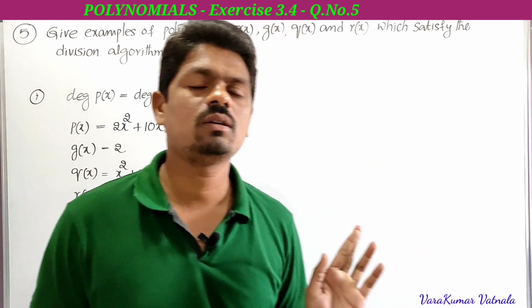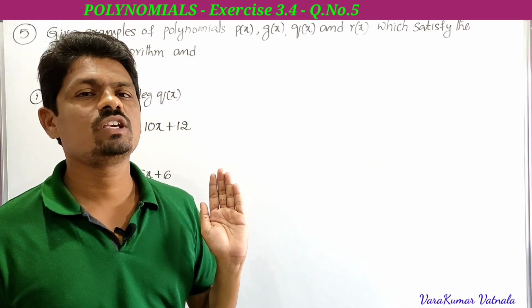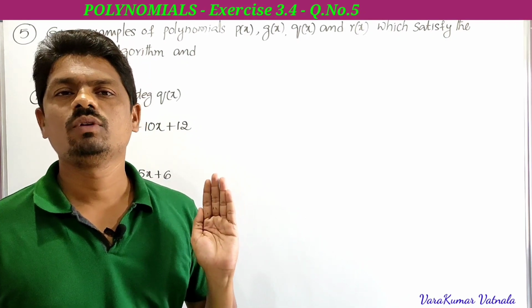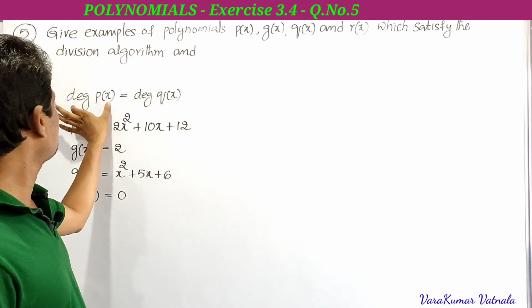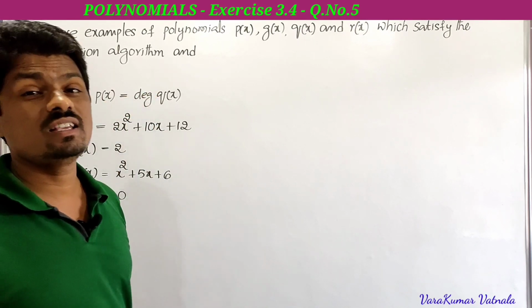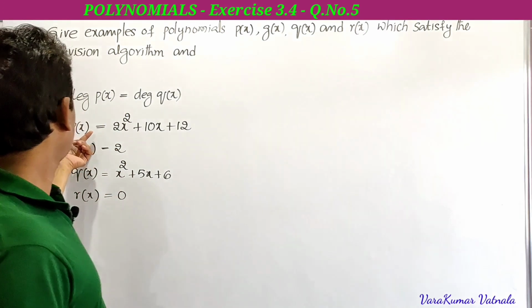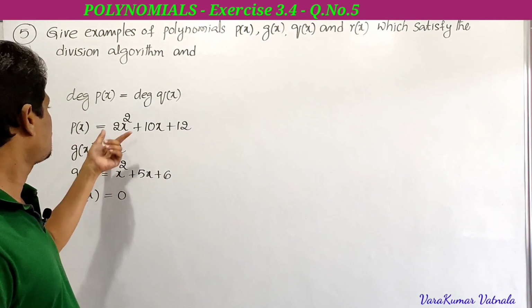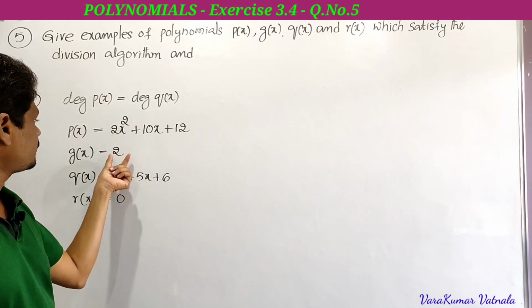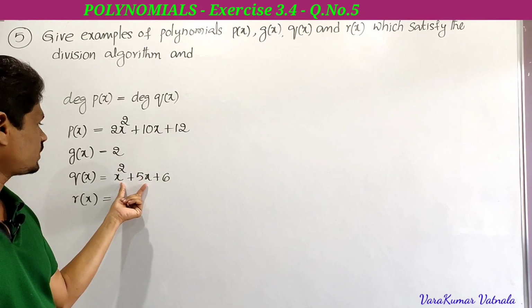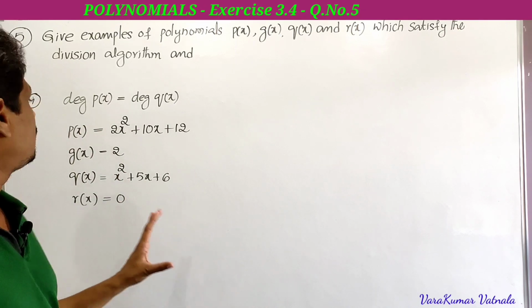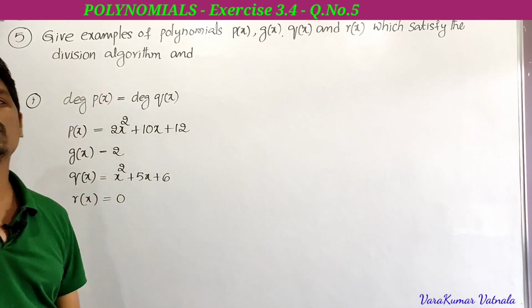So what is the division algorithm of polynomials? P of x is equal to g of x into q of x plus r of x. That is the division algorithm. See here, degree of p of x is equal to degree of q of x. P of x is the dividend, q of x is the quotient. Here is an example: p of x equal to 2x square plus 10x plus 12. If you divide this p of x by 2, you get a quotient x square plus 5x plus 6 and a remainder of 0. So these are the examples for degree of p of x equal to degree of q of x.